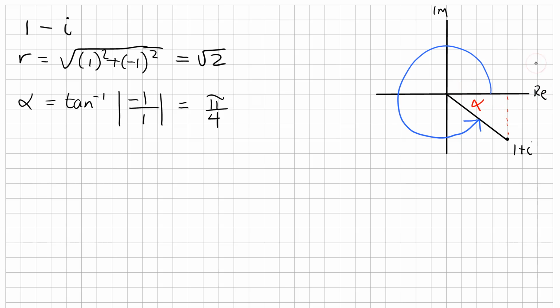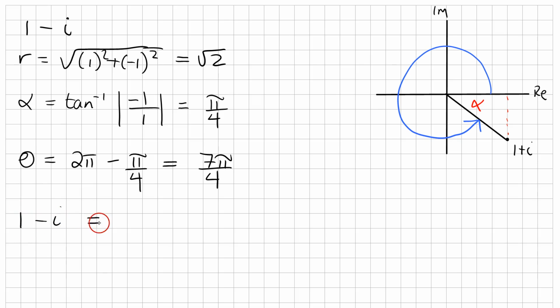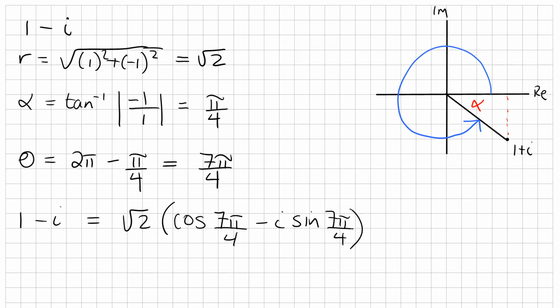Okay, so what we do is we go the whole way around the circle, which would be 2 pi, and we subtract off theta, the red part that we don't require. So that's pi over 4. So we have 2 pi, which will be 8 pi over 4, minus pi over 4, which would be 7 pi over 4. Okay, your calculator will do that calculation anyway, if you're not too sure. So that would mean that 1 minus i in polar form is root 2 times the cos of 7 pi over 4 minus i sine 7 pi over 4.